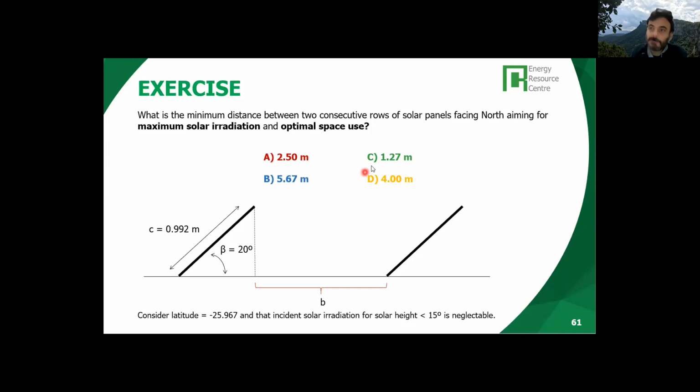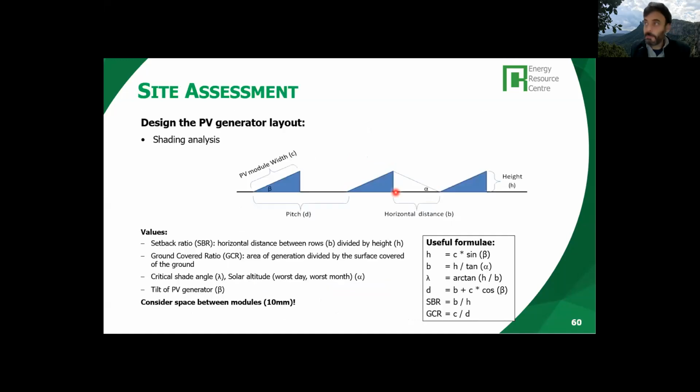So I corrected this. A, B, C, or D. Any ideas? Could you go back to the formula, please? I want to see something. Okay, this one? Yes.